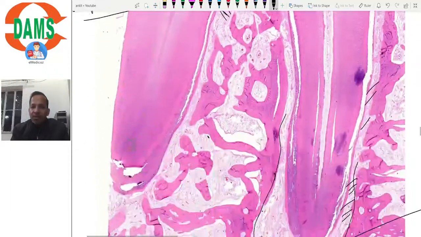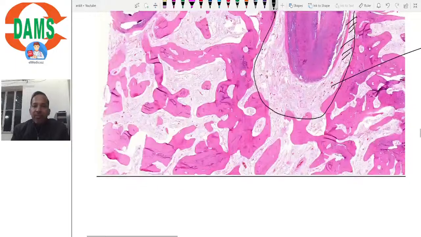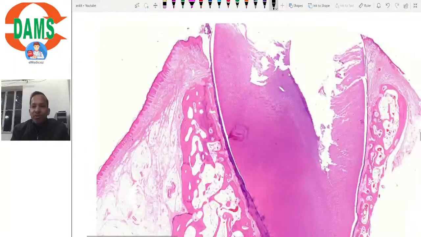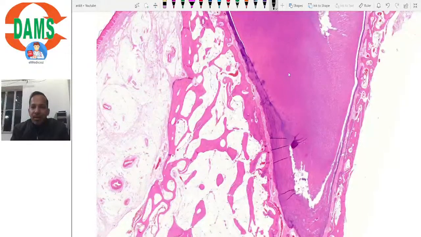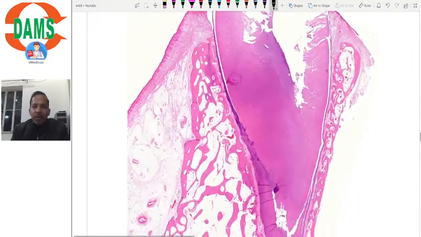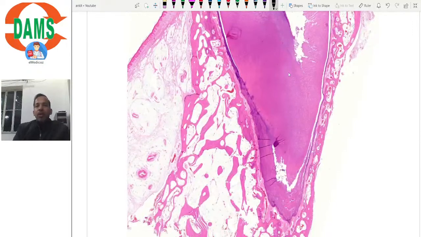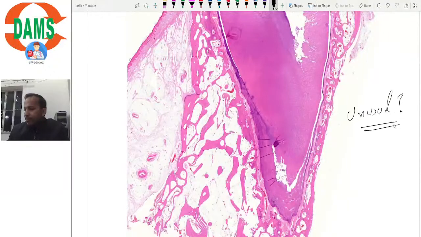So such types of diagrams may be asked. Such types of diagrams may come in your exam. So what do you notice in this section? What unusual thing do you notice in this section? Something unusual. Can you identify just one point, only one point, something unusual in this section?